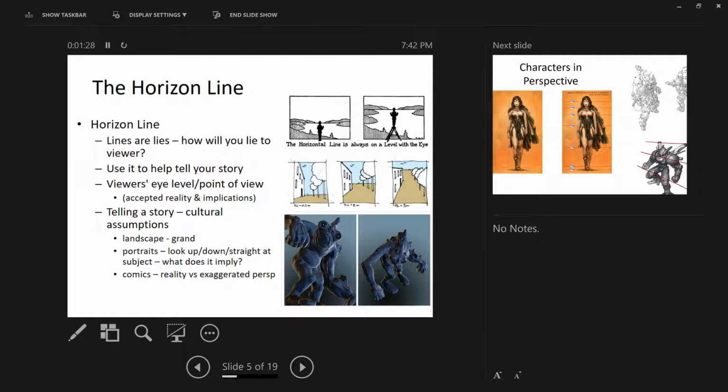Yeah, so different cultures use the horizon line and perspective in different ways to communicate things differently. It's like the understood cultural underground, what we all understand as the norm, but it differs from culture to culture, so be aware of that.